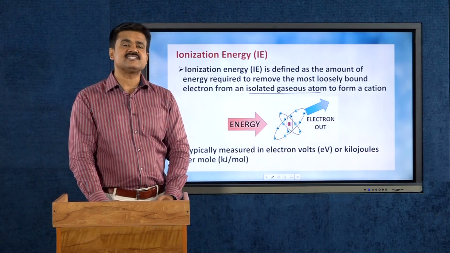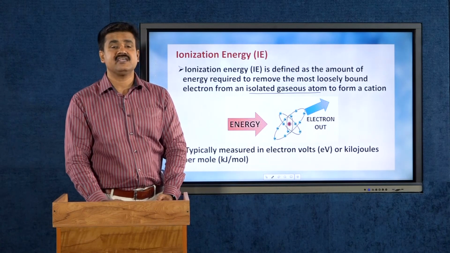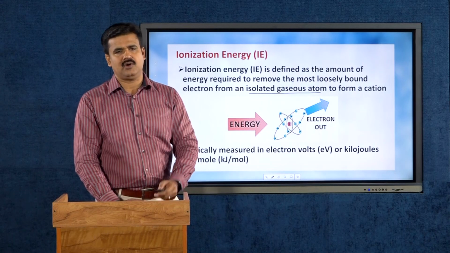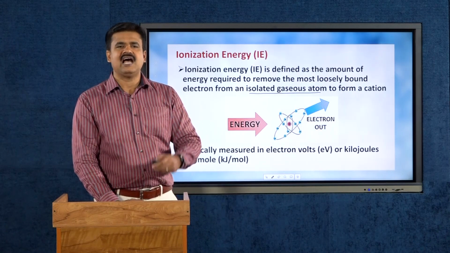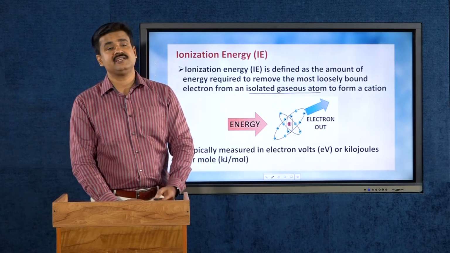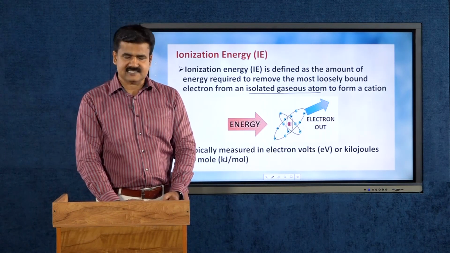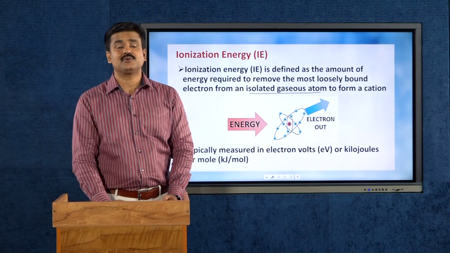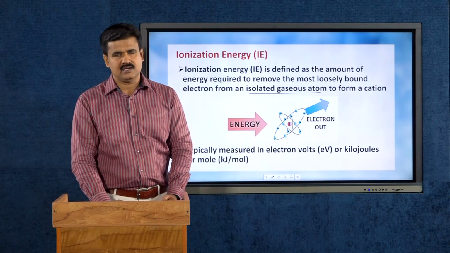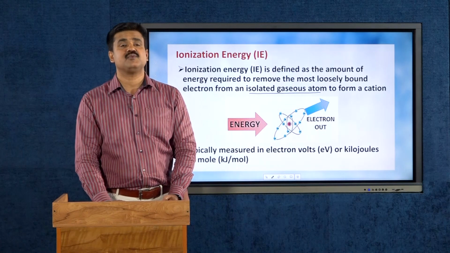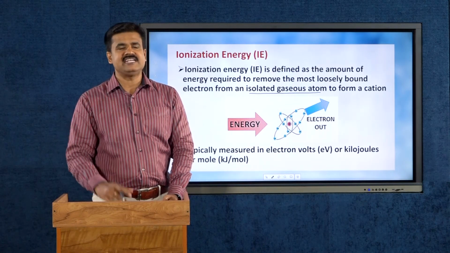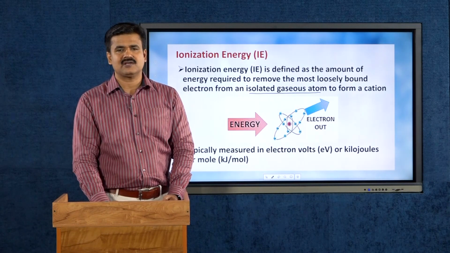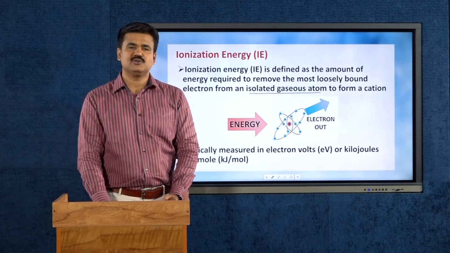Typically, ionization energy values are measured in units of electron volt or kilojoules per mole. So, electron volt and kilojoule per mole are two convenient units of ionization energy. 1 electron volt equals 1.602 × 10^-19 joule, and joule is the SI unit of energy. For convenience, ionization energy can be represented in a small unit like electron volt or in a higher unit like kilojoule per mole.